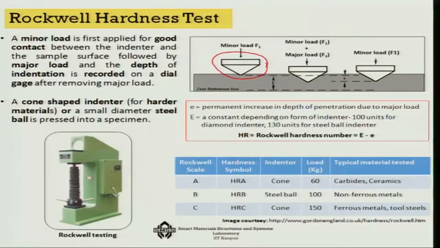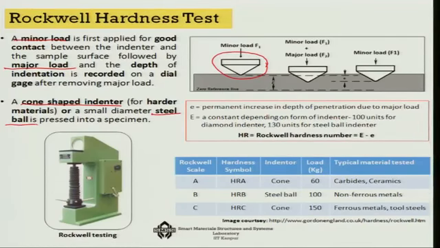One is a minor load, which is first applied for good contact between the indenter and the sample surface, and this is followed by a major load, and the depth of indentation is recorded on a dial gauge after removing the major load. Here the indenter is a cone shaped indenter, which is usually used for hardened materials, and sometimes a steel ball for relatively less hard materials.